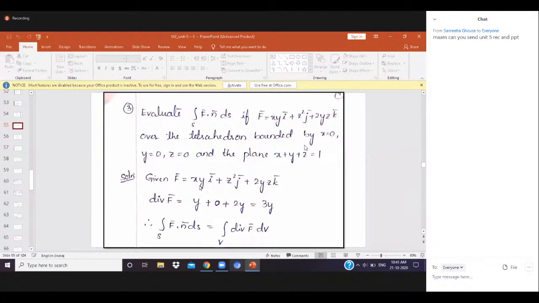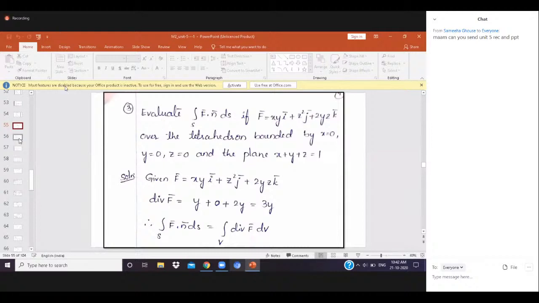If f bar is given like this, over the tetrahedron bounded by x equals 0, y equals 0, z equals 0, and the plane x plus y plus z equals 1. So evaluating means, according to the surface integral, it is evaluating. We have one theorem, Gauss divergence. It is converted into a volume integral, and evaluating is easy, because calculating all the tetrahedron sides and adding them would be very large and difficult.